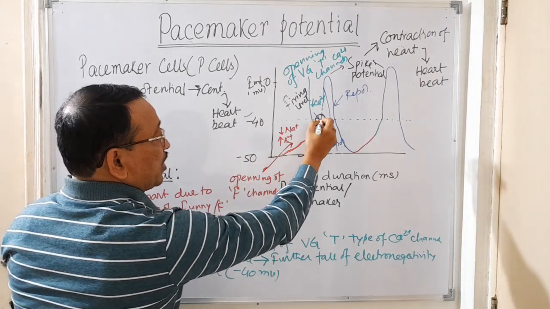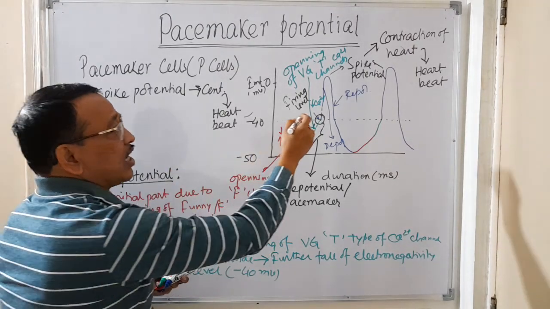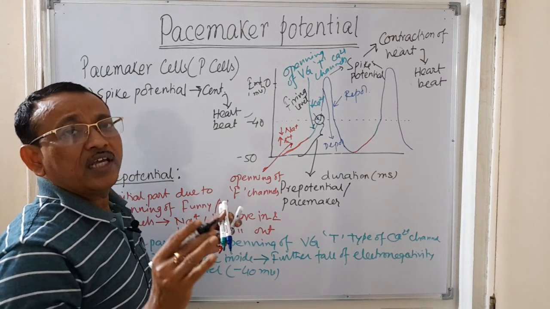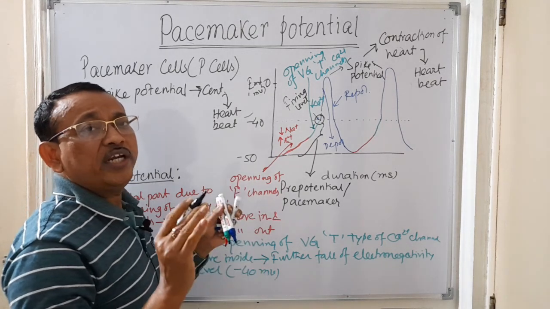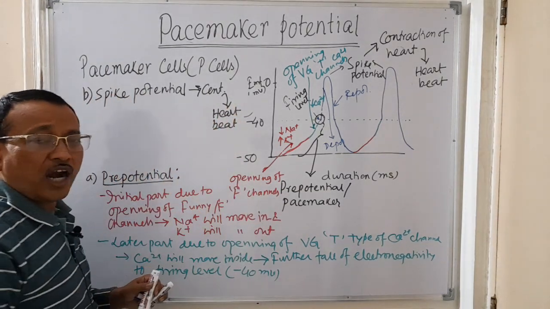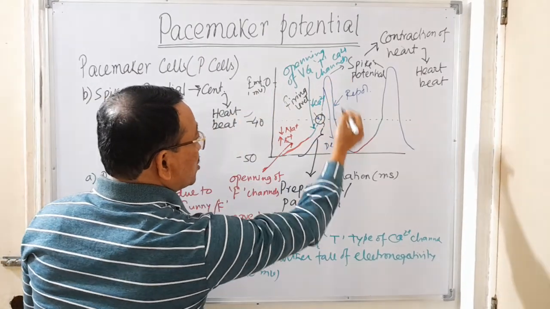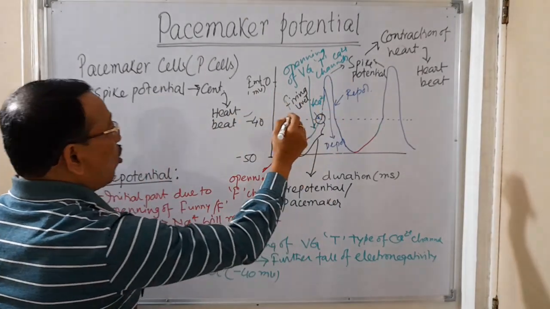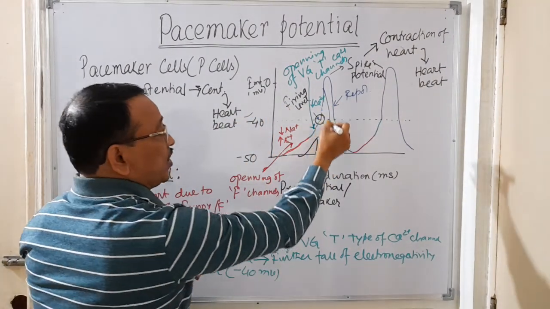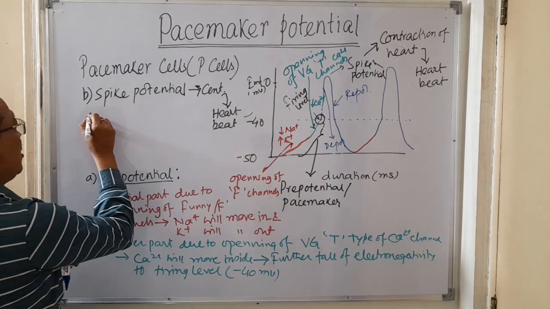Once the pacemaker potential reaches the firing level, automatically the action potential is getting generated. So there is no need of external stimulus to initiate the action potential or spike potential that is responsible for heartbeat. So let us see now how this spike potential is getting developed automatically. As you know, spike potential is comprised of depolarization and repolarization.